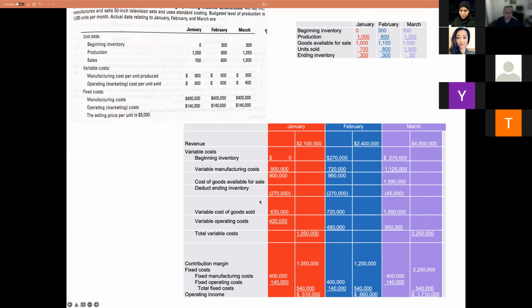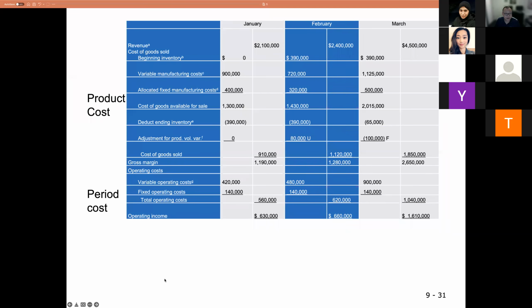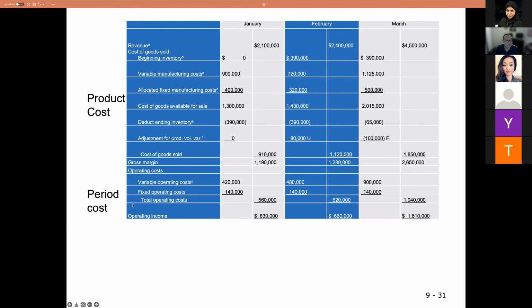Okay, so I will move on to absorption costing. First, let's take a look at the format for absorption costing. Again, you start with revenue, and then you have cost of goods sold, and the difference is gross margin. And then you have operating cost, and then you have operating income. So how do you calculate the cost of goods sold?